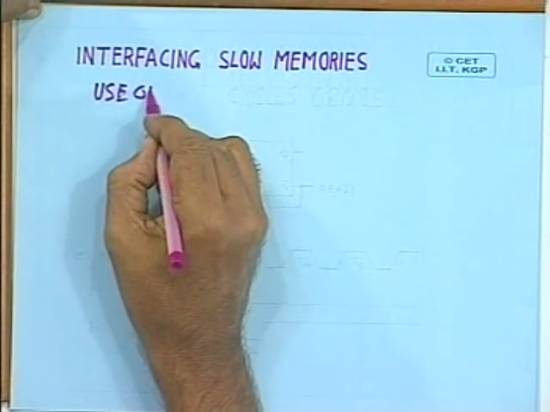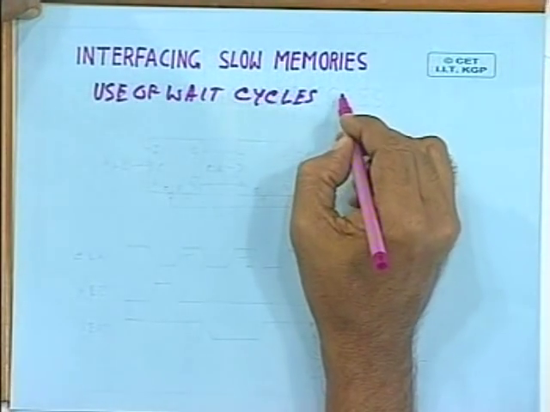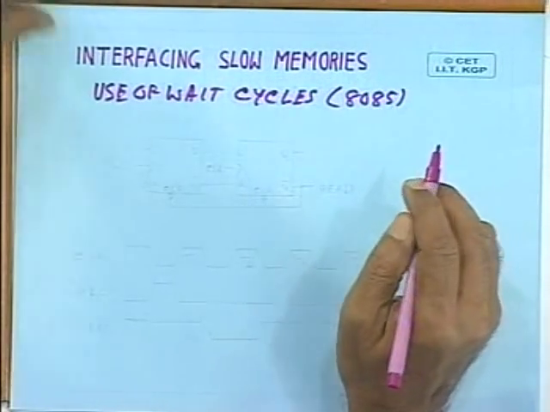One simple solution is to slow down the clock frequency. Instead of using, say, 320 nanosecond as the time period of the clock, you increase it. In other words, the clock frequency is reduced. That is one solution, but that is not a good solution, because in that case the overall execution time or computation time will increase. What you want is to increase the time only when you are performing memory read and memory write, not at other times. So you can do that by using wait cycles, provided the microprocessor has a built-in feature for that.